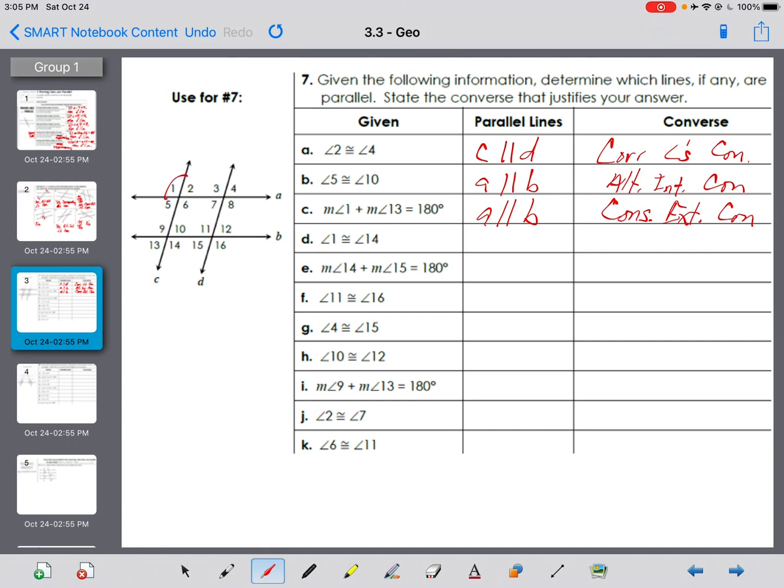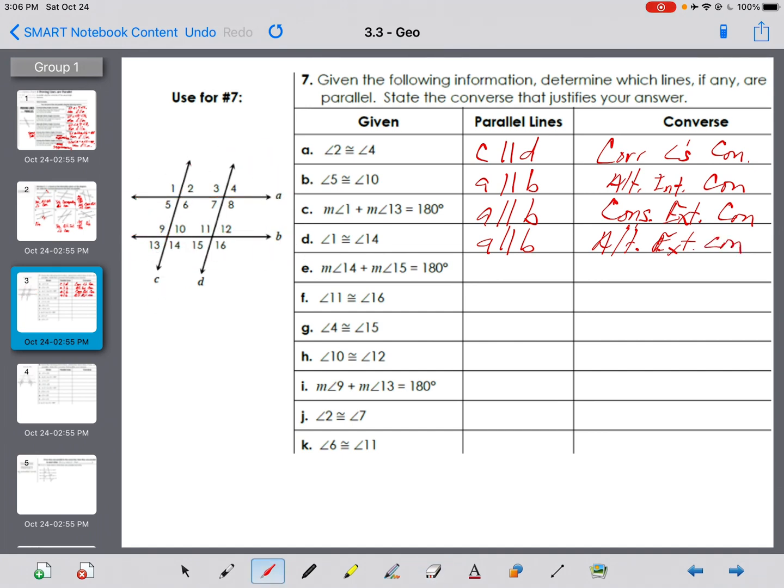All right, angle 1 is congruent to angle 14. Those are outsides. So this is the cutter, and those are the lines. So A is parallel to B, and those are alternate exterior. Those are on the outside.